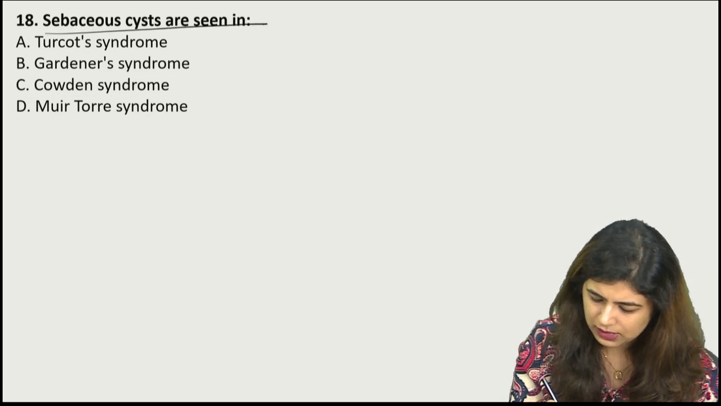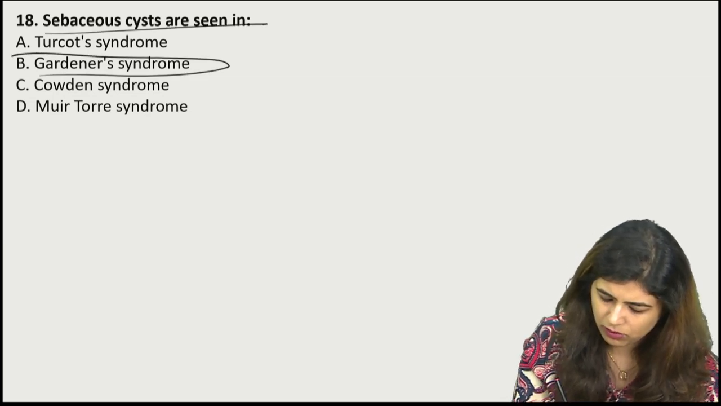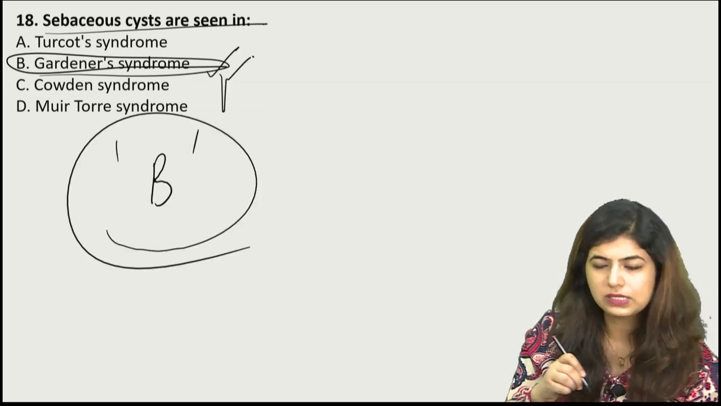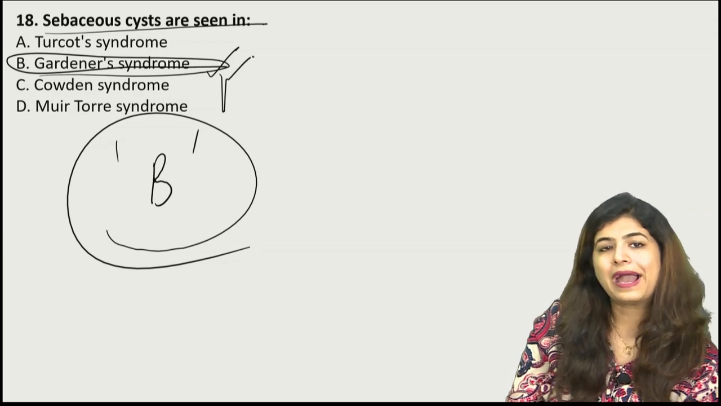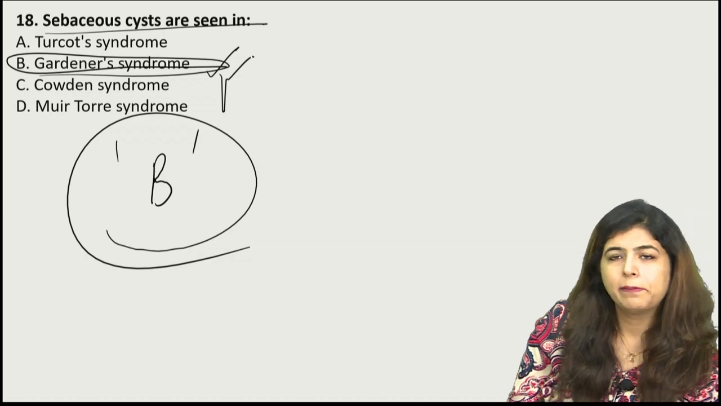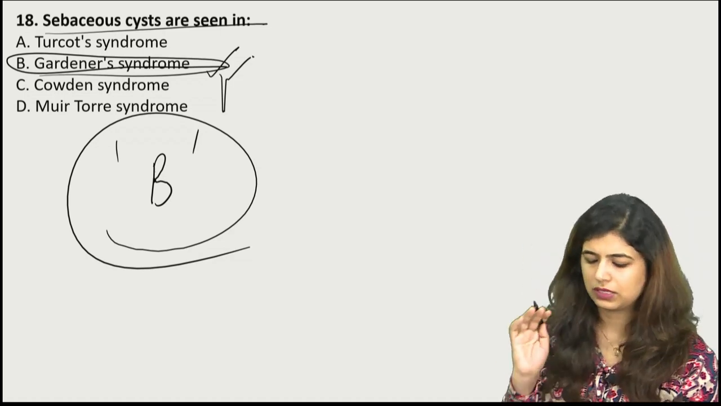What is the answer here? Sebaceous cysts are seen in option B. The answer to this is Gardner's syndrome. Clear? Had it been sebaceous cancer, it would have been Muir-Torre syndrome, but sebaceous cyst, Gardner syndrome.